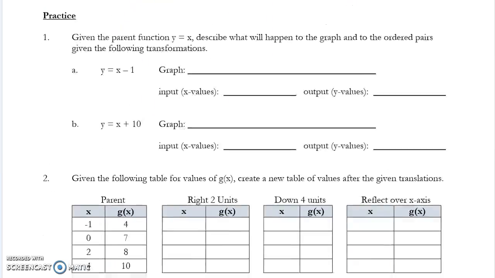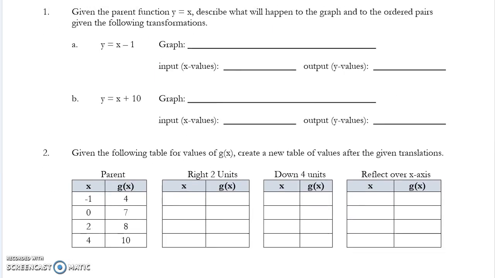Okay, the last thing I want you guys to be able to do is to make some descriptions of what's happening, both to the graph and then to the x values and to the y values. I'll do part A with you guys, and then I'll ask you to finish off the rest and see how you do with this. So for part A, it says, given this parent function of y equals x, so that's my parent function, what is happening to the graph and what is happening to each of the ordered pairs?